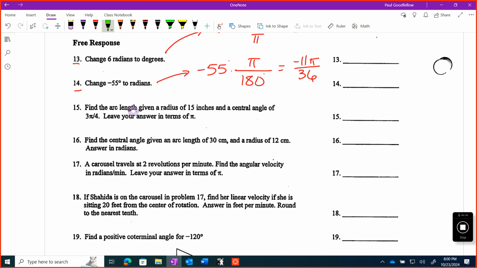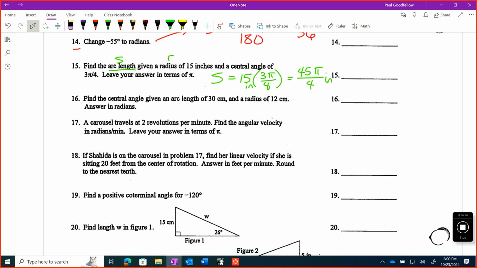Arc length. Arc length, dead giveaway, S. Radius, R. Definitely looking for a central angle, and the central angle is 3 pi over 4. S is equal to the radius of 15 inches times 3 pi over 4, and the answer here would be 15 times 3 divided by 4, and 15 times 3 is what, 45? 45 pi divided by 4 inches is what this will boil down to. Now, that's the reason why it's just inches is because the radius has got a unit, but the radian does not. That's why it turns out that way.